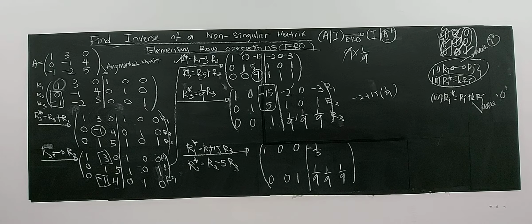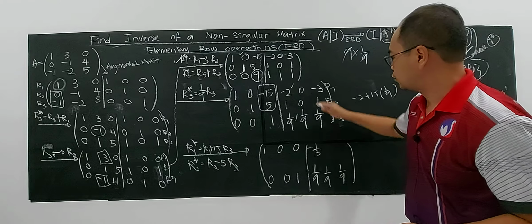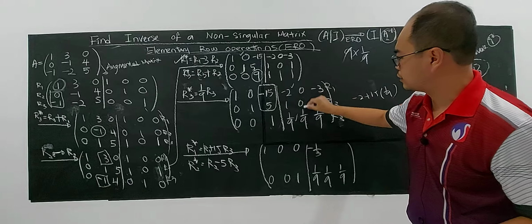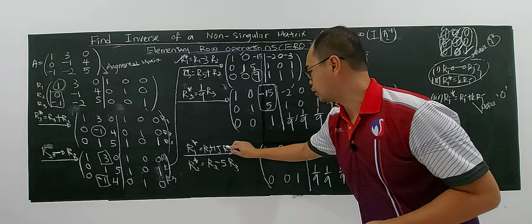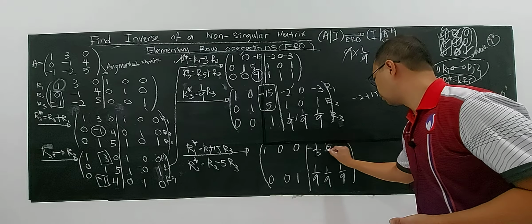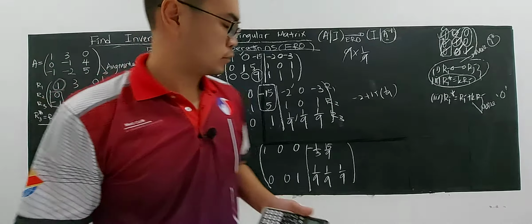Okay, one by one. So now go for this one. It's between 0 and 1 over 9, right? So 0 plus 15 times 1 over 9 is 15 over 9, right? 15 over 9.